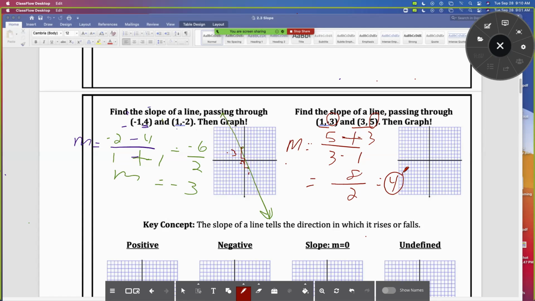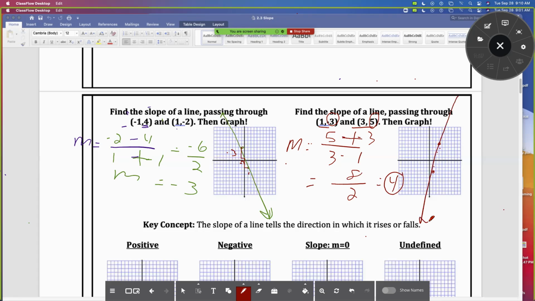Now, when I draw these 2 points, what should be my slope? Should be 4. That means I should be going up 4 because it's positive over 1. Up 4 over 1. Let's double check. Here is 1 and -3, which is located right about there. 3 and 5, 1, 2, 3, 2, 3, 4, 5 is right there. So let's see if this checks out. If I go up 4, 1, 2, 3, 4 over 1, it checks out.